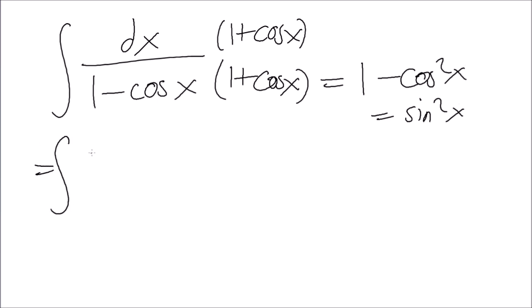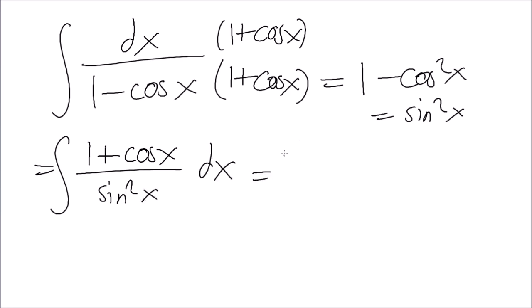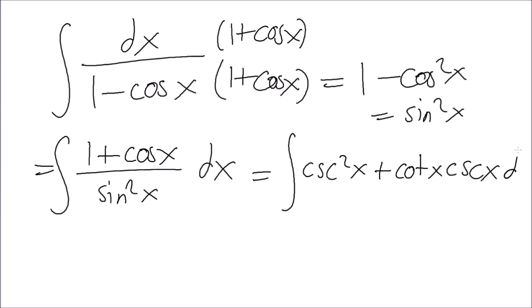So now what we have here is 1 plus cosine of x over sine square dx, right? And now if you put it in terms of sines and cosines, you'll notice that this equals cosecant square plus cotangent x cosecant x. These are common, standard integrals that we know. So this is negative cotangent x minus cosecant x plus c.